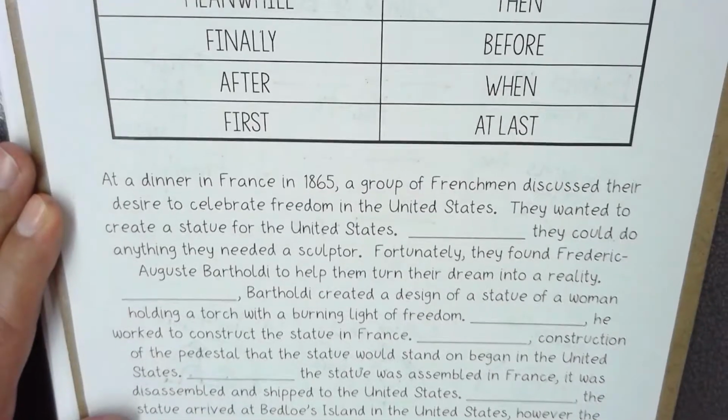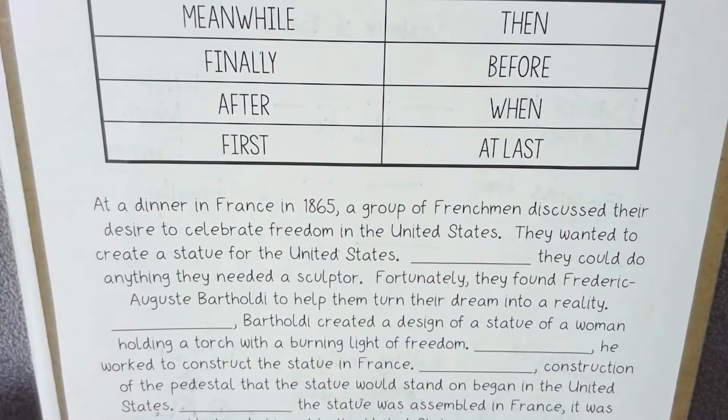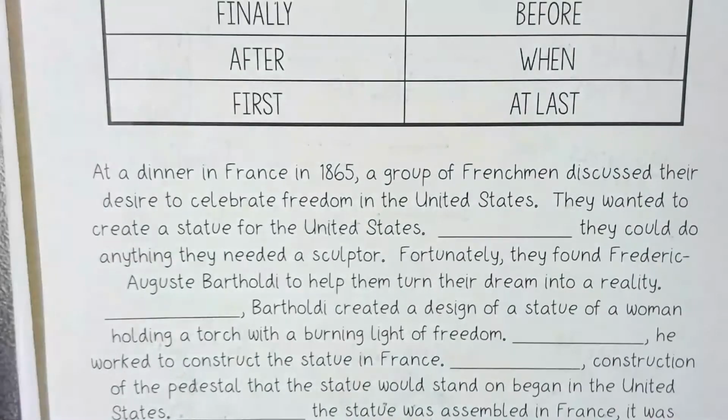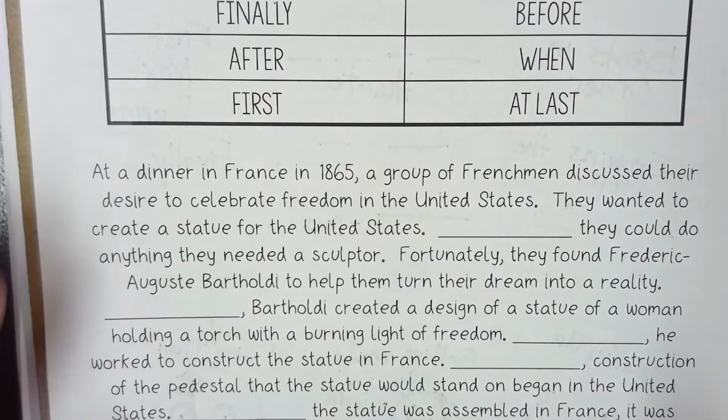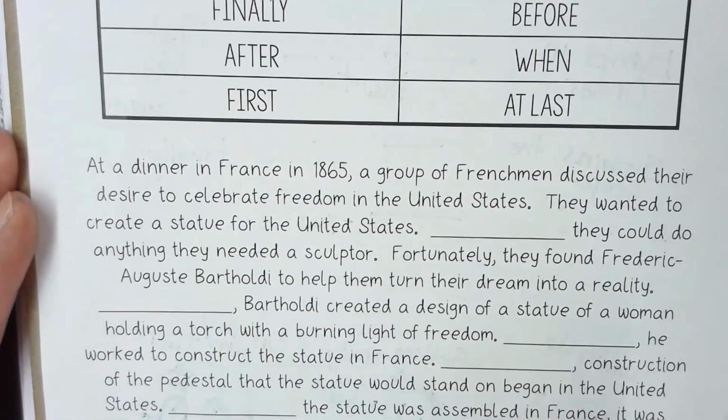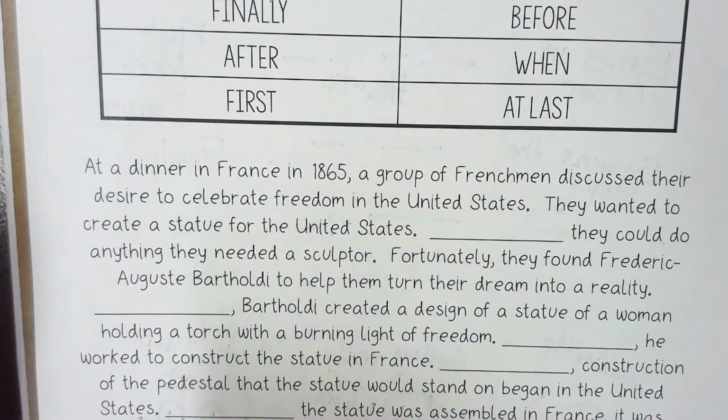At a dinner in France in 1865, a group of Frenchmen discussed their desire to celebrate freedom in the United States. They wanted to create a statue for the United States. We have blank. They could do anything. They needed a sculptor, meaning something needs to happen.